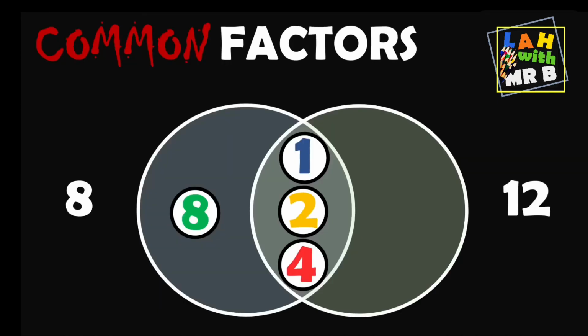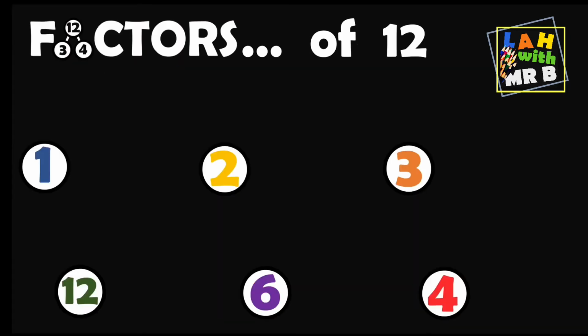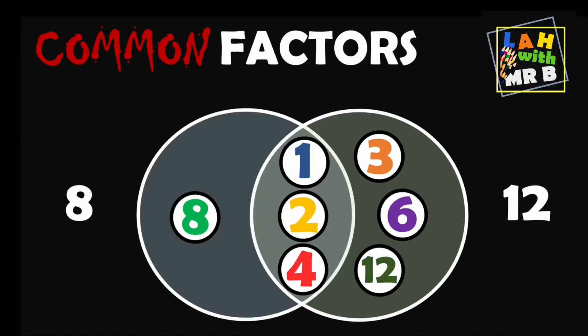I'm going to put 1, 2, and 4 in the middle, and you'll see why in just a second. Next, I'm going to have to look for all the different factors of 12. So 1, 2, 3, 4, 6, and 12. Let's add those into the diagram. Now you can see that I've got 8 on the one side, 3, 6, and 12 on the other side, but the 3 numbers that are shared between 8 and 12 are 1, 2, and 4. These are common factors. I promised you it would be easy, right?